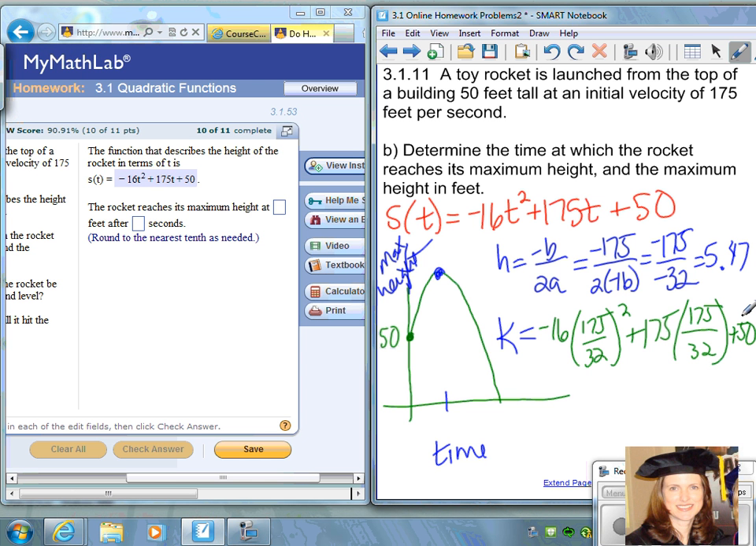Okay, so I'm going to use a calculator just to find that value. And I got, if I round this answer, I get the k is 528.5. Okay, and this would be 5.7 if we round it. So at 5.7 seconds, the maximum height reached is 528.5.